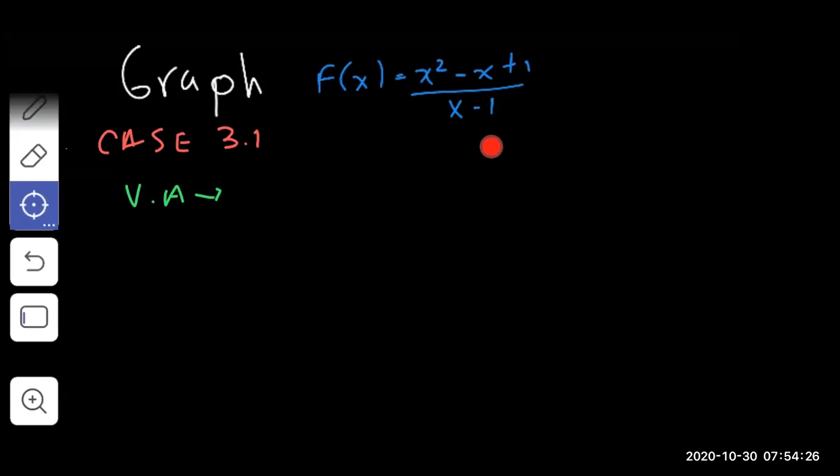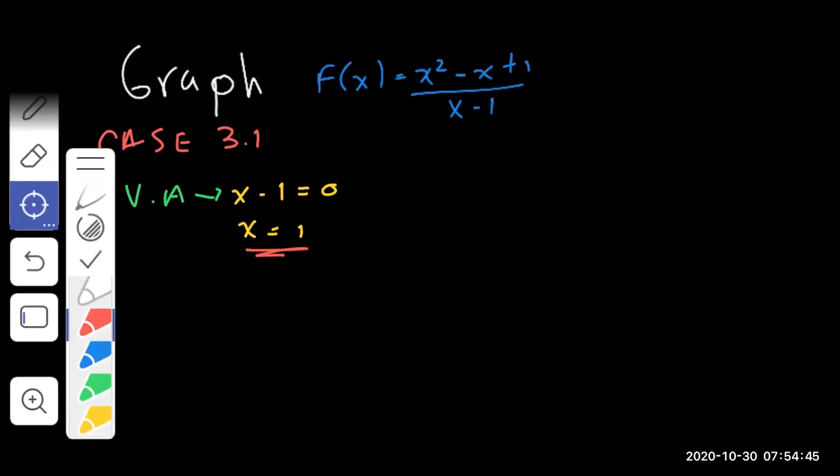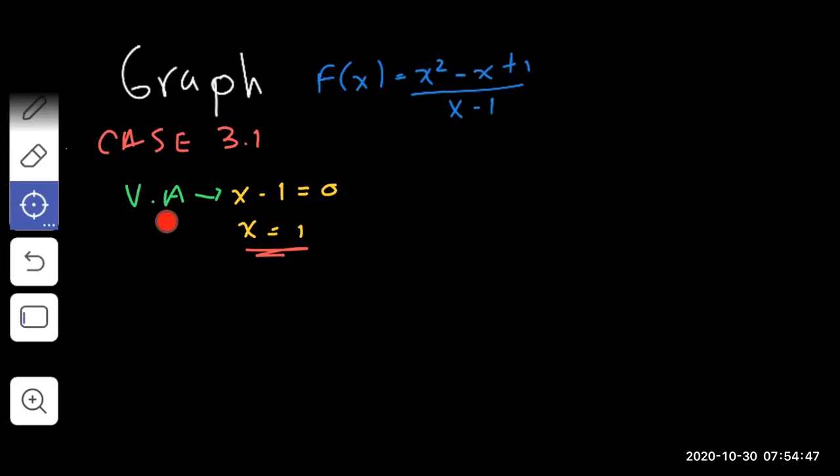Guys, case 1, case 2, case 3 is going to be the same. Even if we have case 4 or 5, which we don't have, it's the same. x minus 1 equals 0. And you need to solve for x, guys. x equals positive 1. Thank you very much. This is my first important piece of information, the vertical asymptote, which is x equals 1.